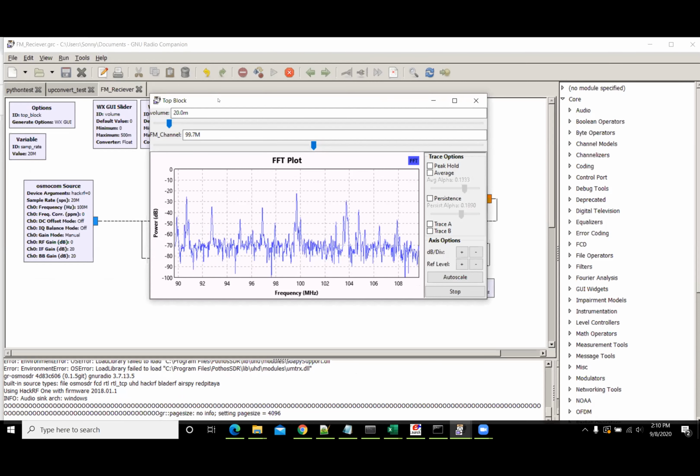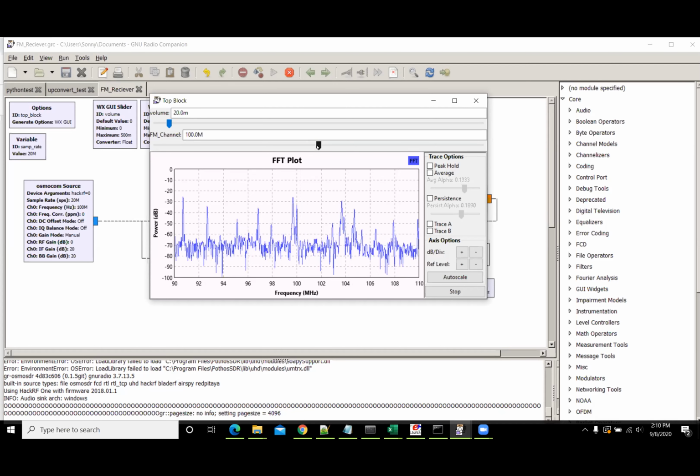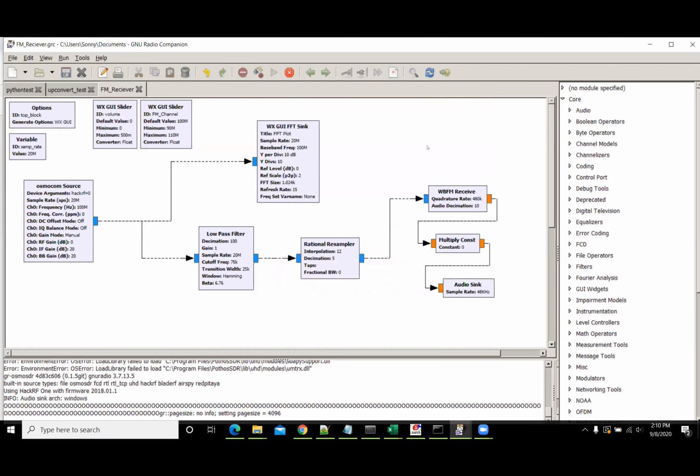Go ahead and tune it to somewhere else there for a second. All right. Perfect. What he has up on the screen, can you move that to the side real quick, Sonny, the FFT? He's got a block there that says WX GUI FFT sink.